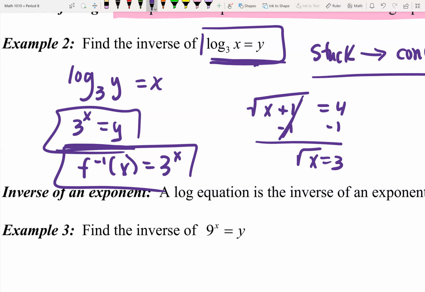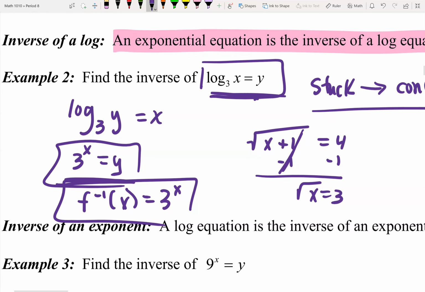Now on this particular problem, it really doesn't make sense to label it like that because the original problem, see that y, it wasn't written as f of x. So if that's written as f of x, then you should write the inverse as f inverse of x. Who says I understand? Okay, great.